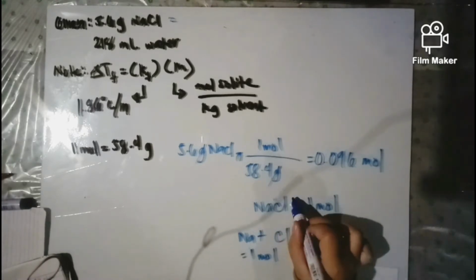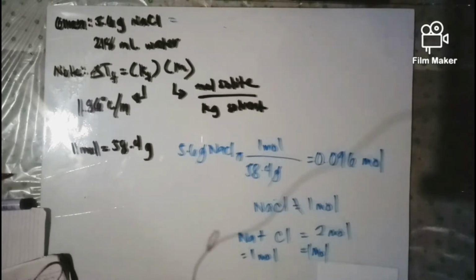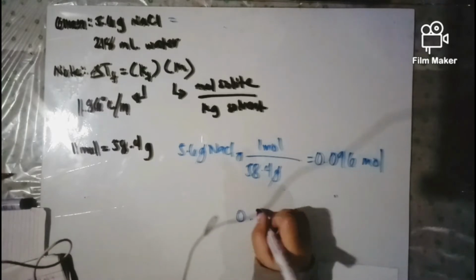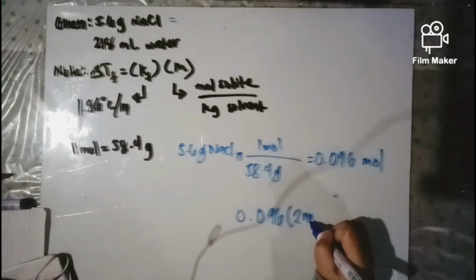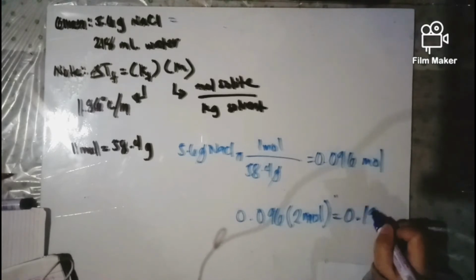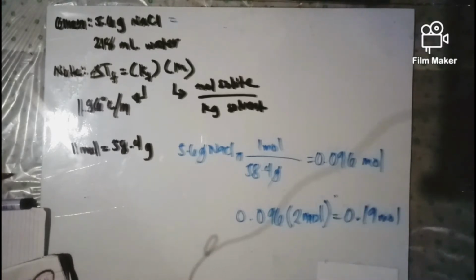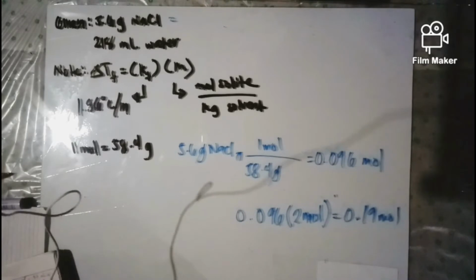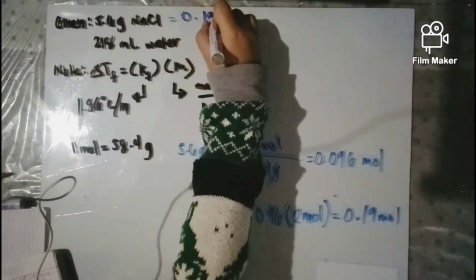NaCl is equal to 2 mole. That makes 0.096 multiplied by 2 mole, so it can be 0.19 mole of ions. Now we have already found the moles of NaCl, 0.19 mole.